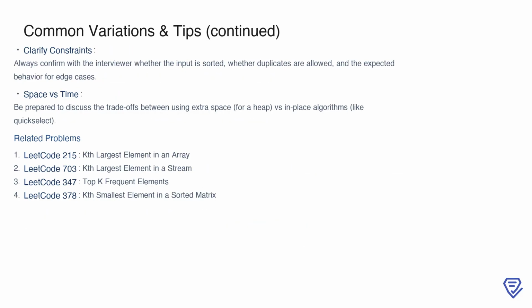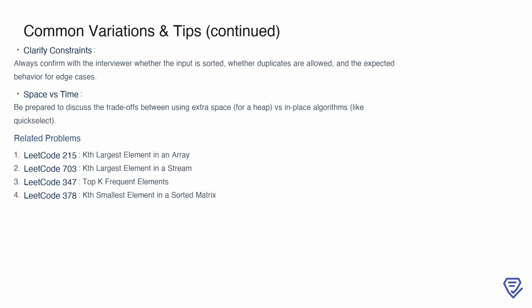In addition to algorithmic choices, it's important to clarify the constraints of the problem. For example, is the input already sorted? Are duplicates allowed? What should the solution do in edge cases? These are critical questions to confirm, as they can significantly affect your approach. Also, be prepared to discuss the space versus time trade-offs of your solution. For instance, using a heap might be faster, but it requires additional memory, while quick select is an in-place algorithm but can be harder to debug.